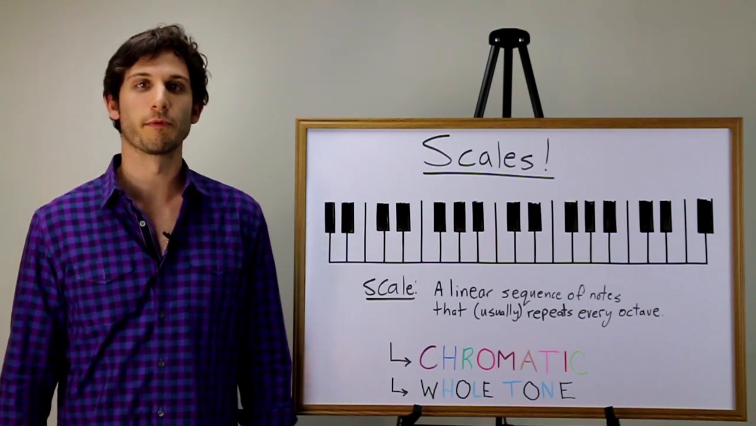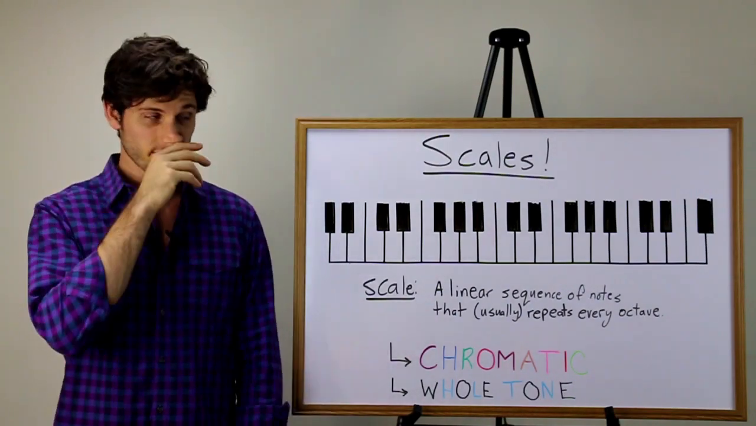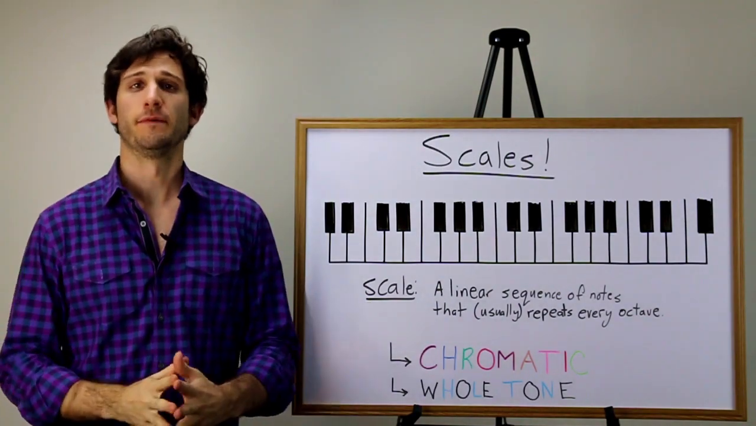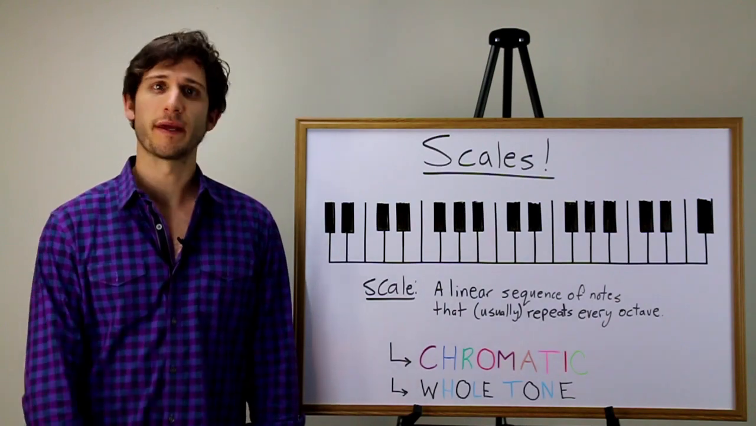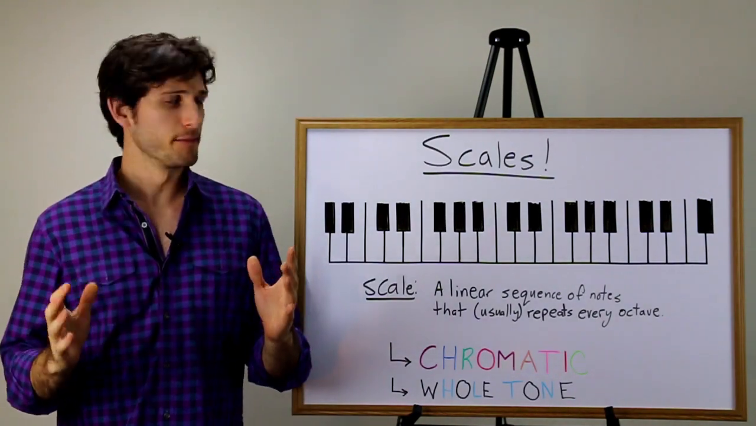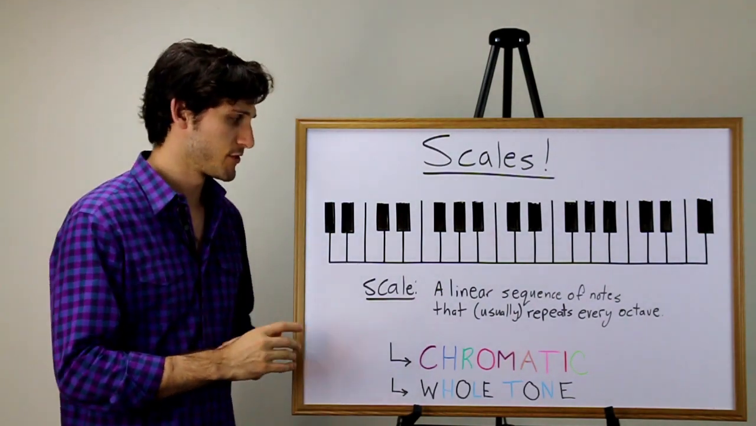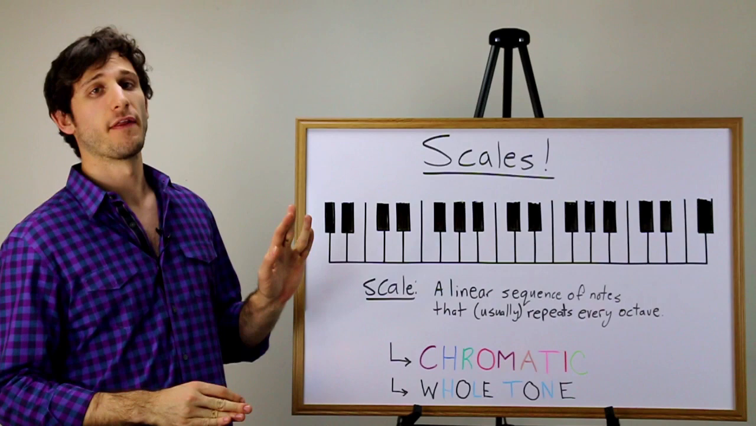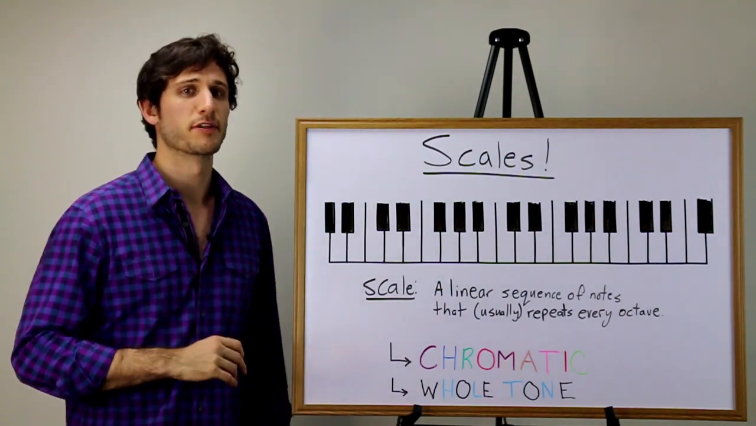In this video, we're going to explore an extremely important topic in music: scales. What is a scale? A scale is a linear sequence of notes that usually repeats every octave. Thinking about scales abstractly, pretty much any way you organize a linear sequence of notes starting on one letter and ending on the same letter an octave up qualifies as a scale, but some are much more useful than others.